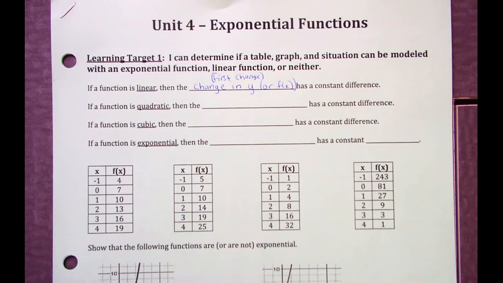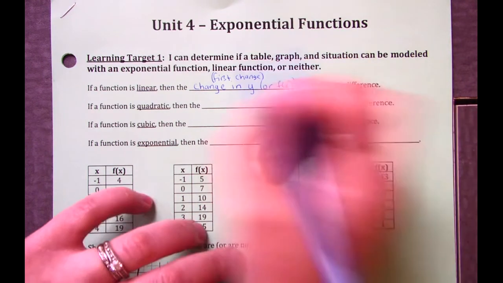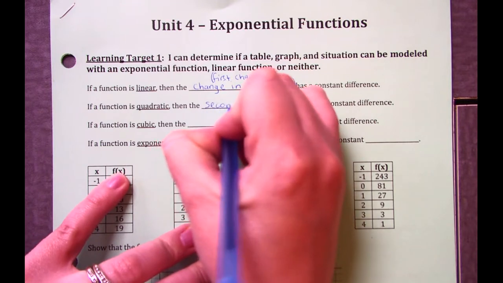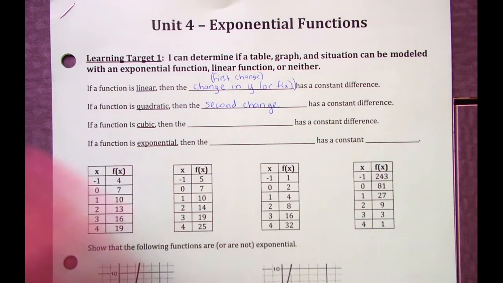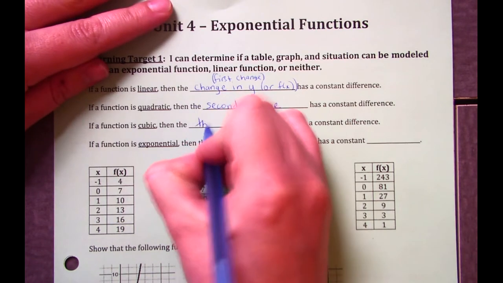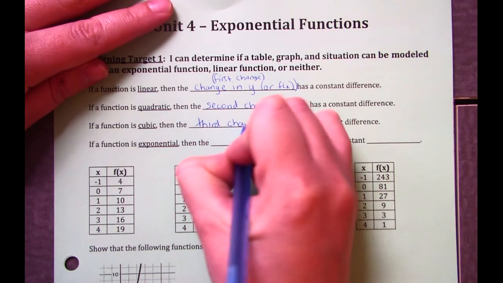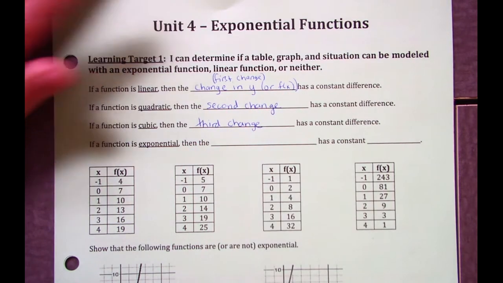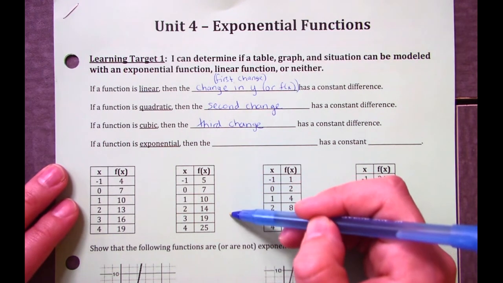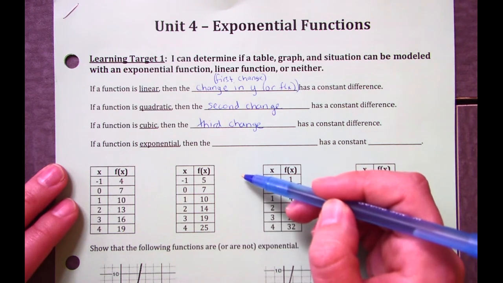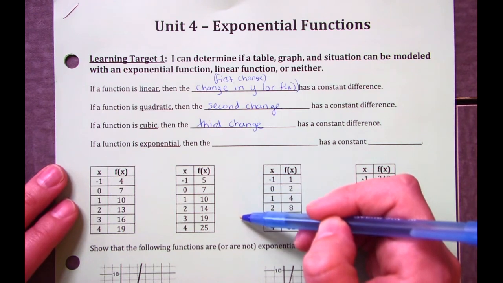We already learned that if the function is quadratic, then the second change has a constant difference, and we'll talk in a second about what that means. Now, if the function is cubic, then it would be the third change that has a constant difference. So you would take the change once, take it again, and then take the differences of those. And if those are all the same, then it's a cubic function, the third change.